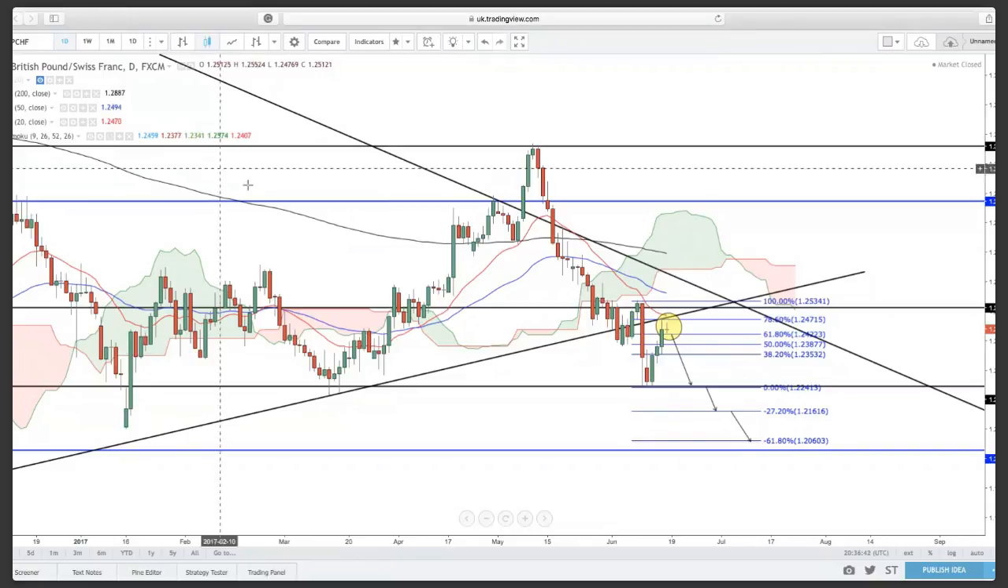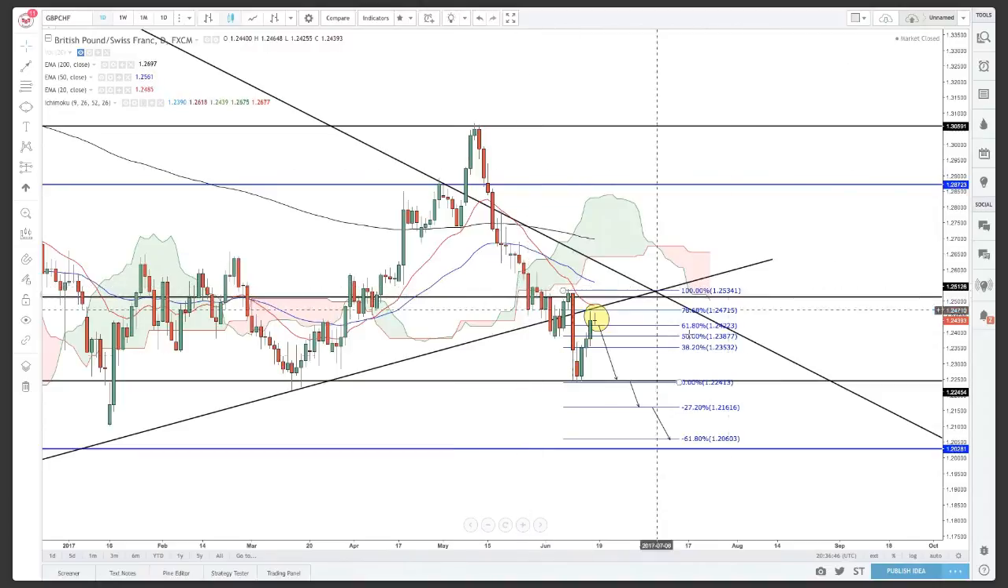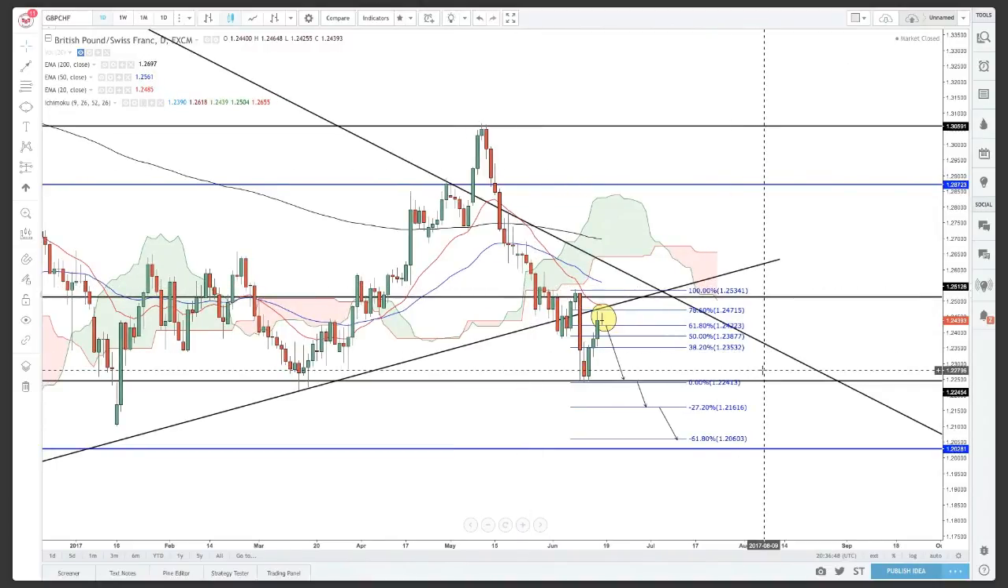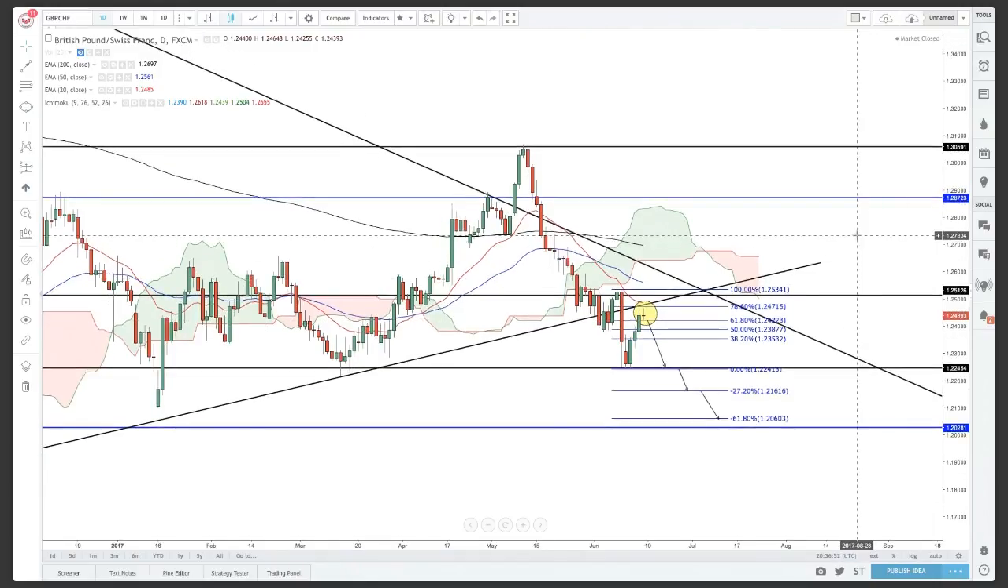However, if price does break above this descending trend line, then we could be looking at a bullish bias. However, at the moment we are bearish on this market.